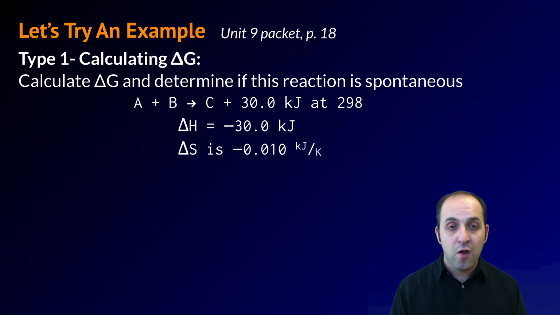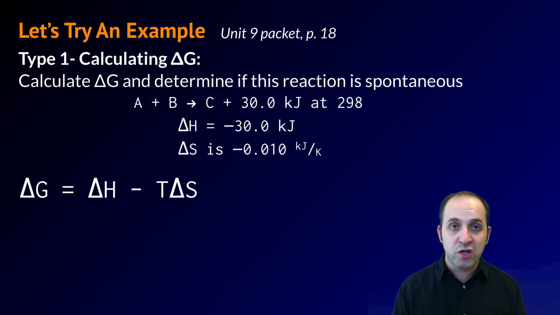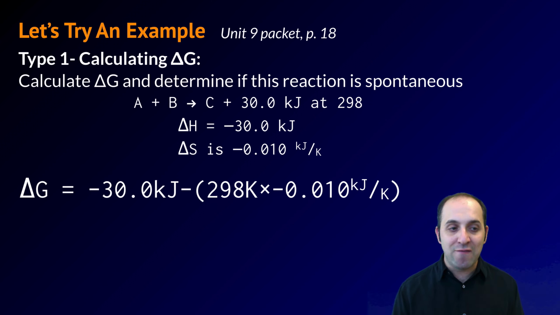So for this, I'm going to use the Gibbs free energy equation, and I'm just going to plug in my values. We know that delta H is negative 30.0 kilojoules, and we know that delta S is negative 0.010 kilojoules per degree Kelvin. We also know that we're working at a temperature of 298 degrees Kelvin. Substituting in all of my values, I get that delta G is going to be equal to negative 30.0 kilojoules minus the product of 298 times negative 0.010 kilojoules per Kelvin.